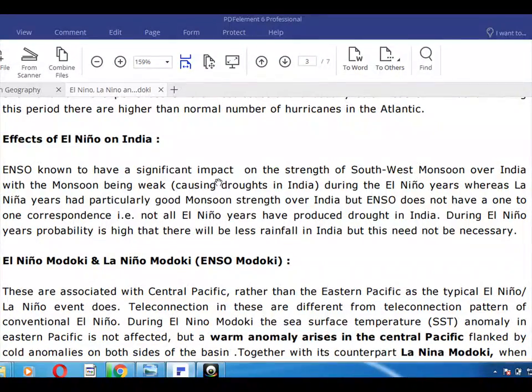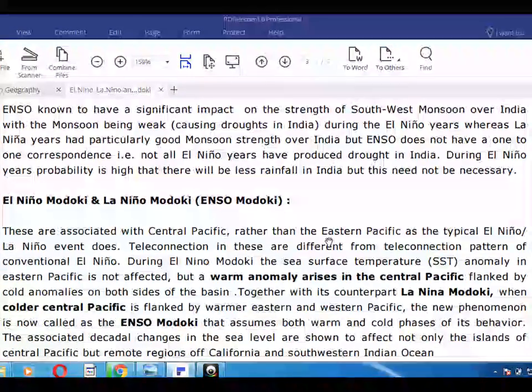Effects of El Niño: there is an impact on the southwest monsoon in India, with a monsoon break, causing droughts. El Niño years bring drought, and La Niña brings particularly good monsoon, but this does not have a one-to-one correspondence. Not all El Niño years have produced drought in India. During El Niño years, the probability is high that there will be less rainfall in India, but this need not necessarily be the case.